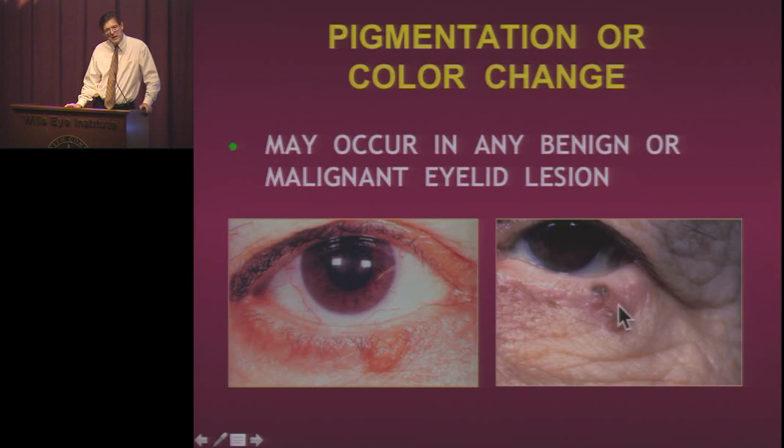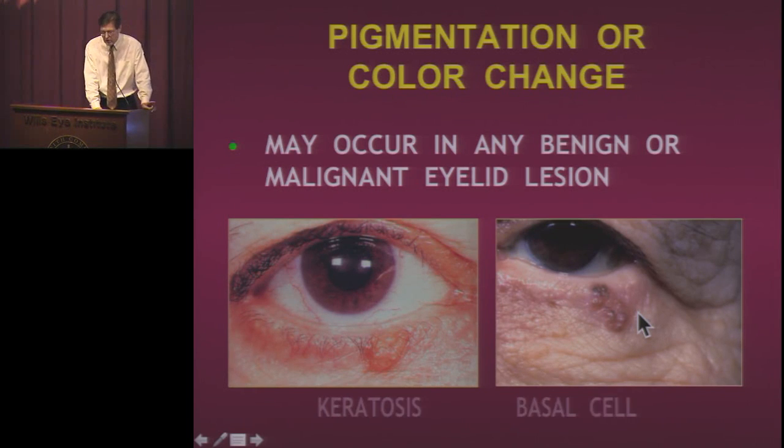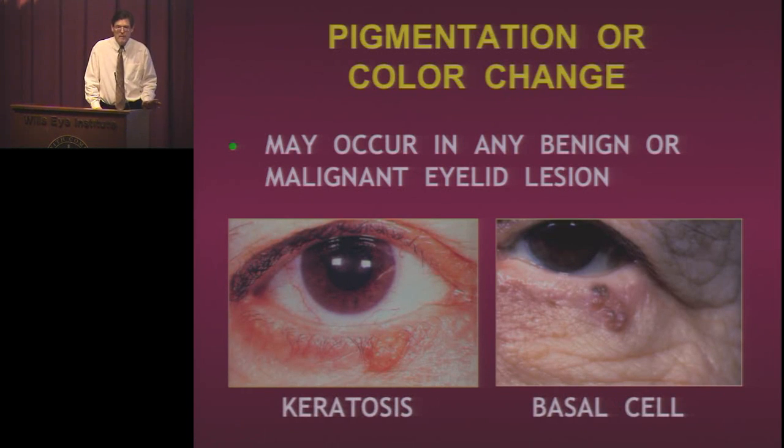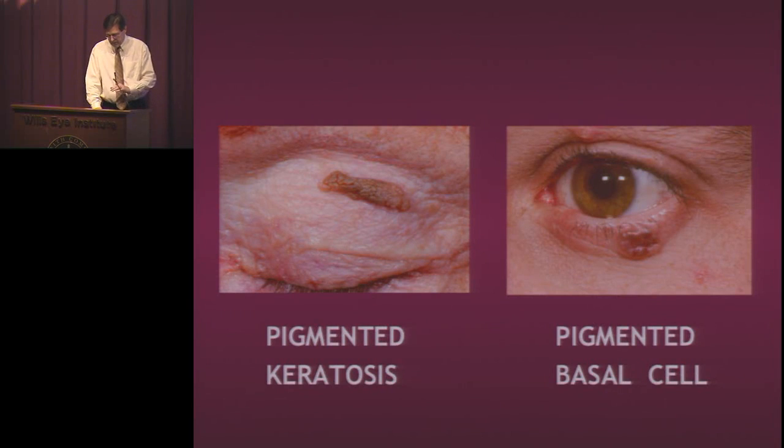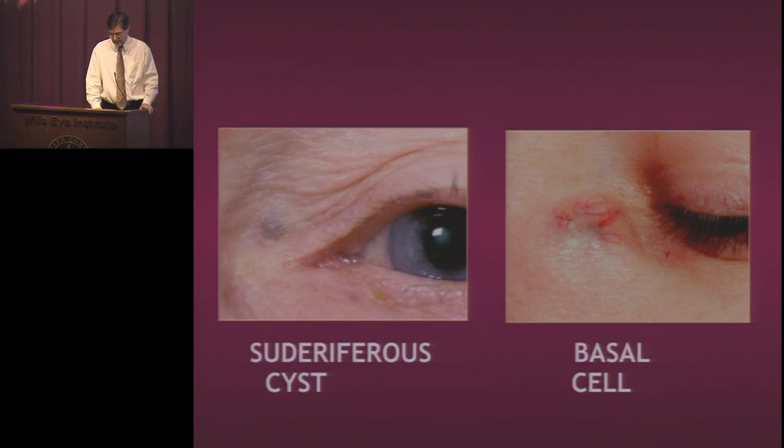I think we showed this slide before. What was it? I think it was a benign basal cell. So you have to be suspicious, although most of these are going to be benign. Pigmented seborrheic keratosis, another pigmented basal cell. Just remember, any lesion could be pigmented, benign or malignant.